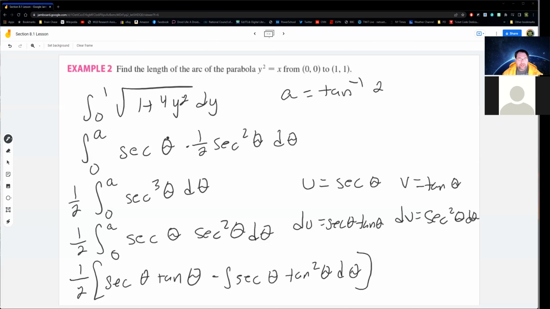So we did the trig substitution to get rid of the square root. And then we had to use integration by parts to be able to break up that secant to the third.